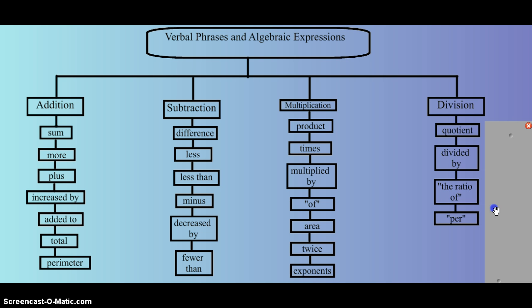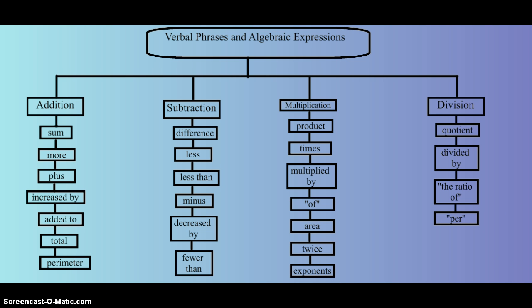The last one that we're going to look at is division. And division is the shortest list. We have quotient, which is the number you get when you divide 2 numbers. Basic divided by. The ratio of, which of course we know a ratio is a comparison, but it can also be written as a division problem. And then the phrase per.